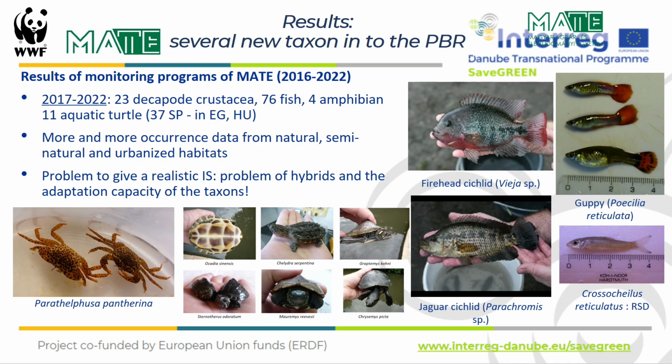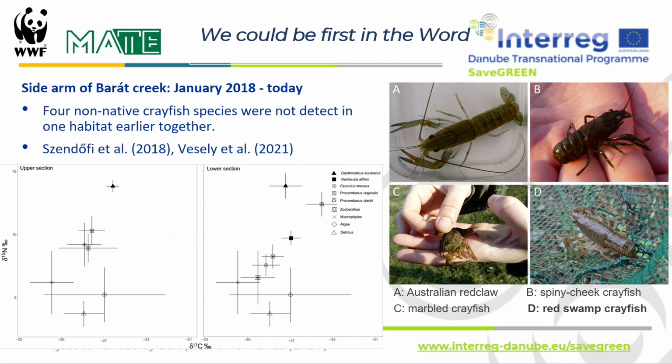And for example, we collected some quite interesting species, like Crossocheilus latius, an East Asian algae eater. Aquarists prefer it well to feed on the algae in the aquarium, and we could collect this species directly in the RSD, the biggest natural side dam system of the river Danube. And with the crayfish, it is quite interesting that we could be first in the world.